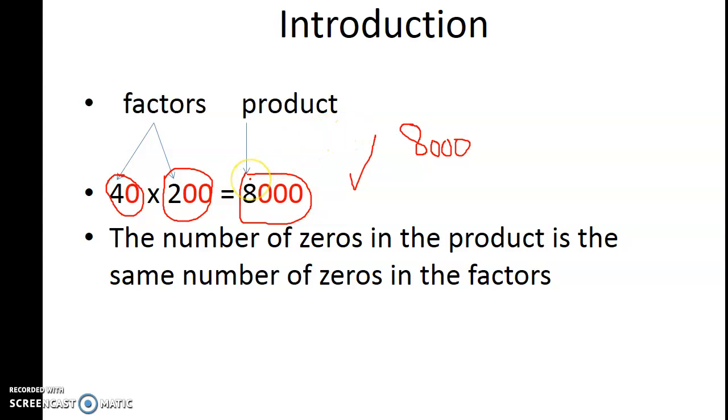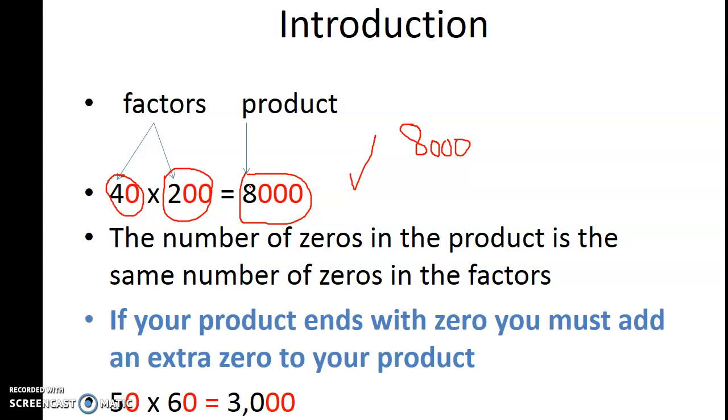What if we have, instead of 8, a number that ends with 0? For example, if your product ends with 0, what shall I do? We must add an extra 0 to our product. For example, 50 times 60. The two factors here are 50 and 60. How do we multiply them? I will multiply the numbers without zeros. Skip the zeros. We multiply 5 times 6.